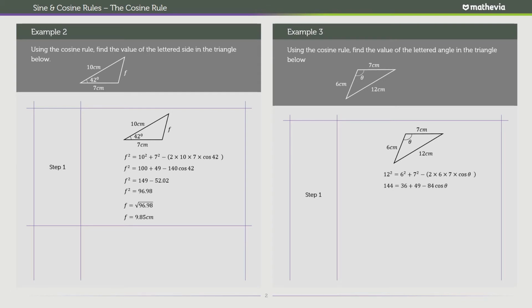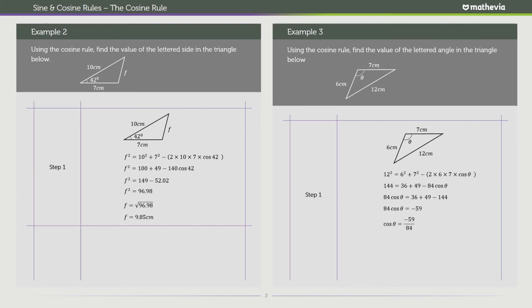So we have 144 equals 36 plus 49. The square of 6 is 36, the square of 7 is 49, minus 2 times 6 times 7, which is 84. So we have 84 cos theta. Then we just move the values around. We have 84 cos theta over to the left, 144 over to the right. And we have 84 cos theta equals 36 plus 49 minus 144. And then we work that out on the right, and we end up with minus 59.